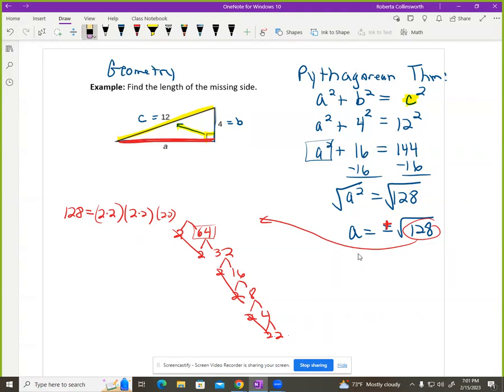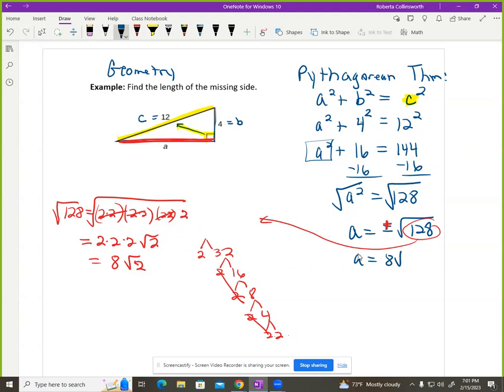I'm running out of room. So if I put this under the square root sign, if I have a pair, then that gets to come out as 2. If I have a pair, it gets to come out as 2. If I have a pair, it gets to come out. This has to stay under. So this is equal to 8 times the square root of 2. So A over here is equal to 8 times the square root of 2.